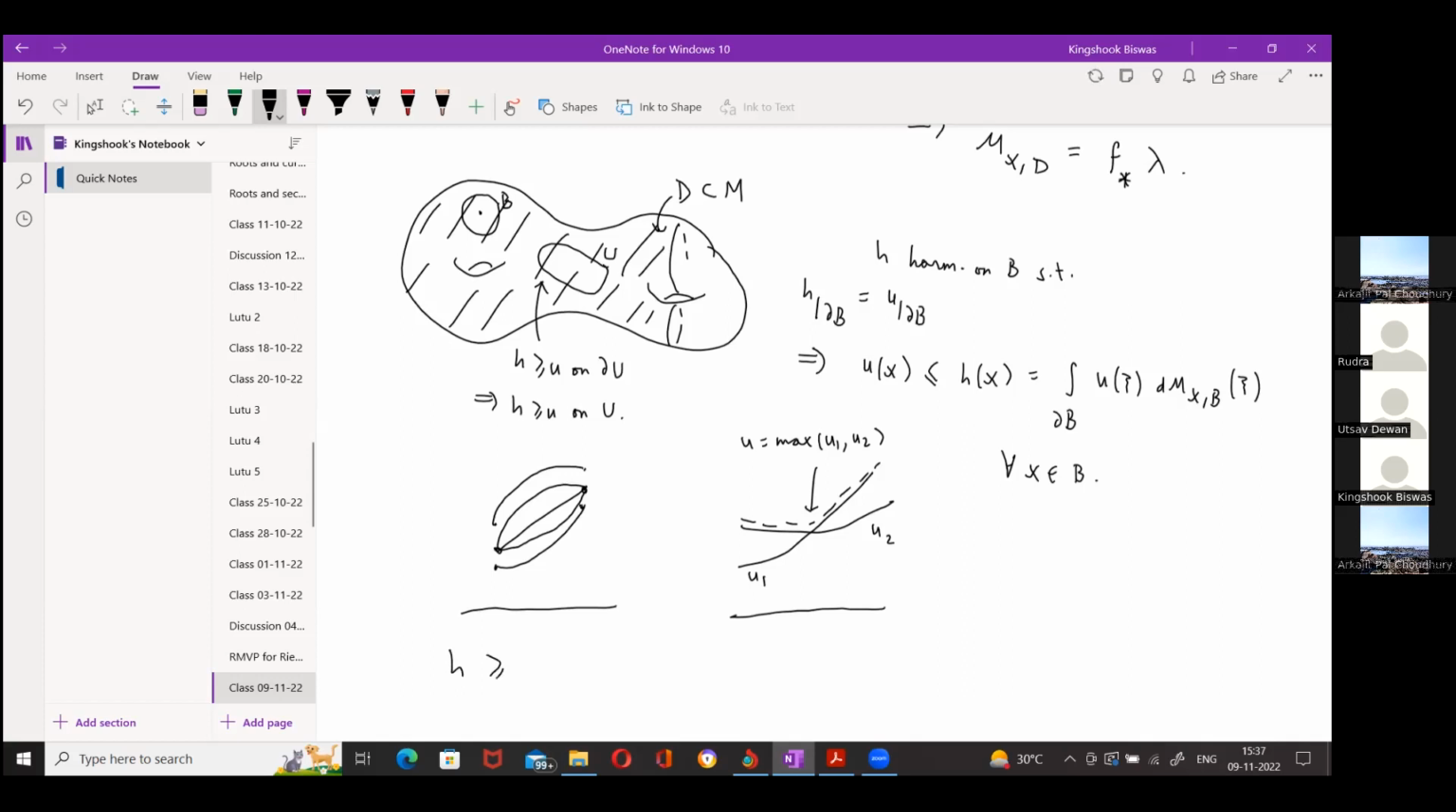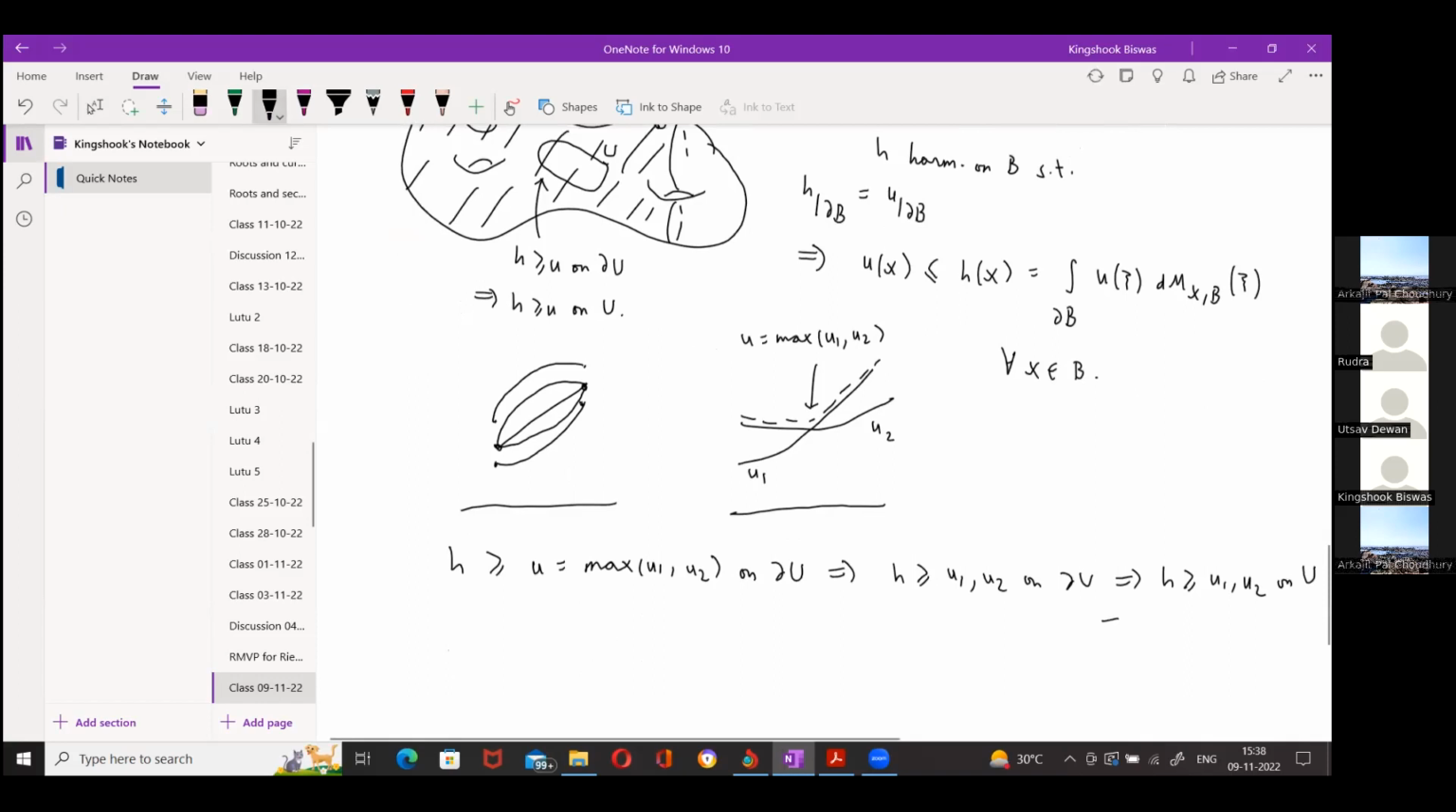If H is greater than or equal to U, which is the max of U1, U2, on the boundary, then that means H is greater than or equal to U1 and U2 on the boundary. But U1, U2 are continuous subharmonic, so by definition H is greater than or equal to U1 and U2 inside, because U1, U2 are subharmonic. And that implies H is greater than or equal to the maximum. So that's it. It's just a one-line proof.